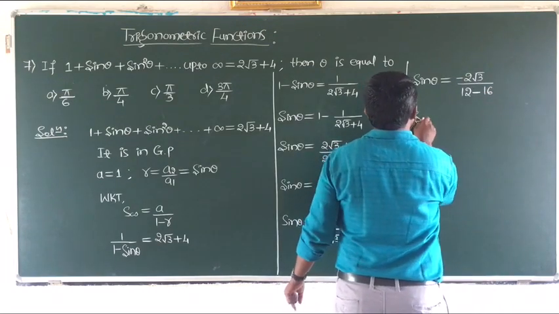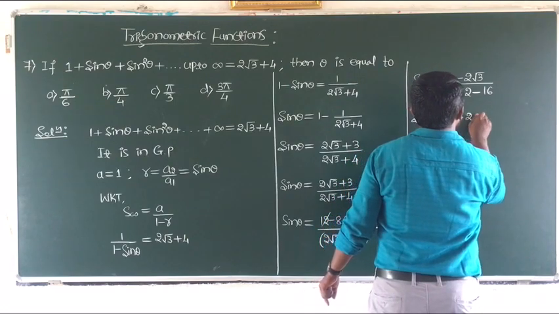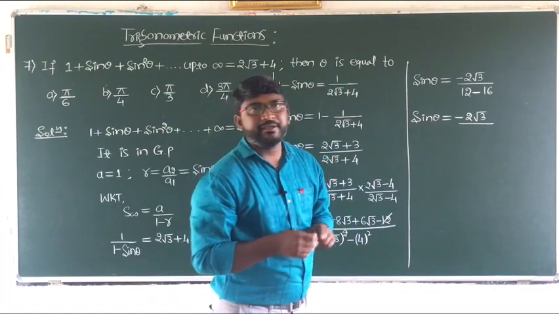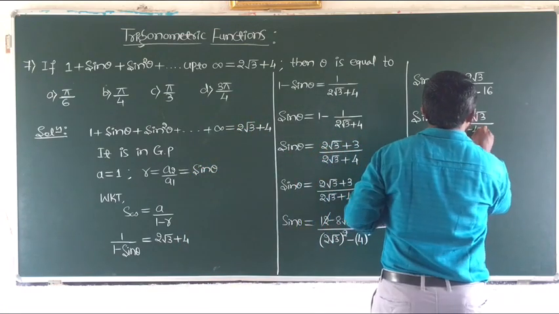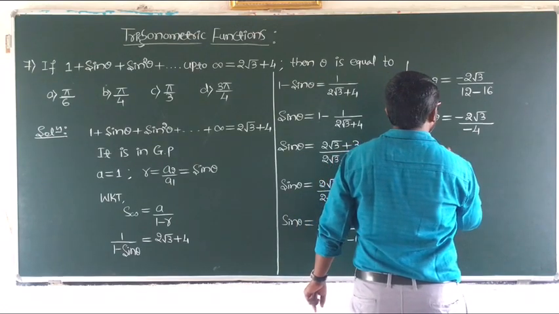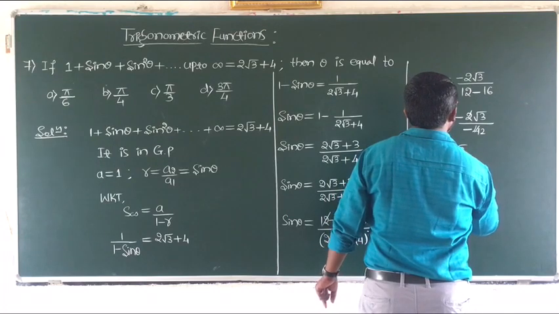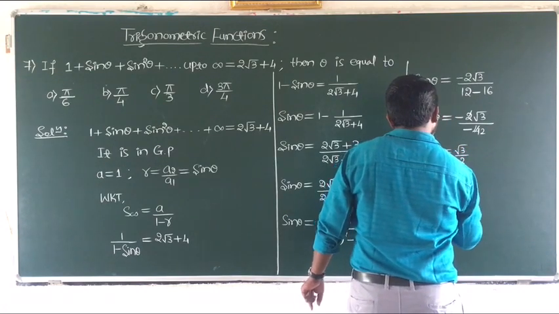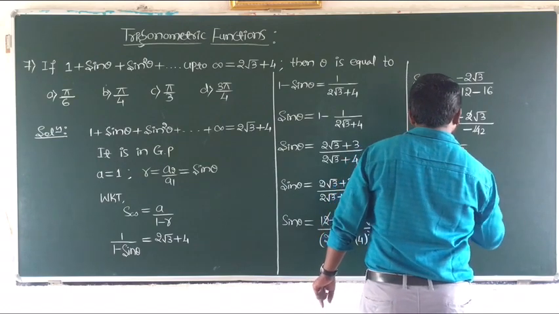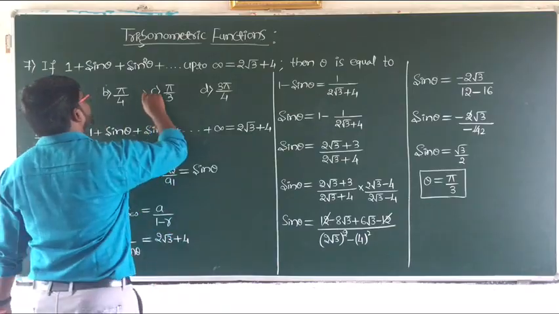So sin theta is equal to minus 2 root 3 divided by 12 minus 16, which will be minus 4. Minus by minus is plus, 2 ones are 2, 2 twos are 4, so it is root 3 by 2. Therefore theta is equal to 60 degrees or pi by 3 radians. So this is the required answer. Hence the correct answer is option C.